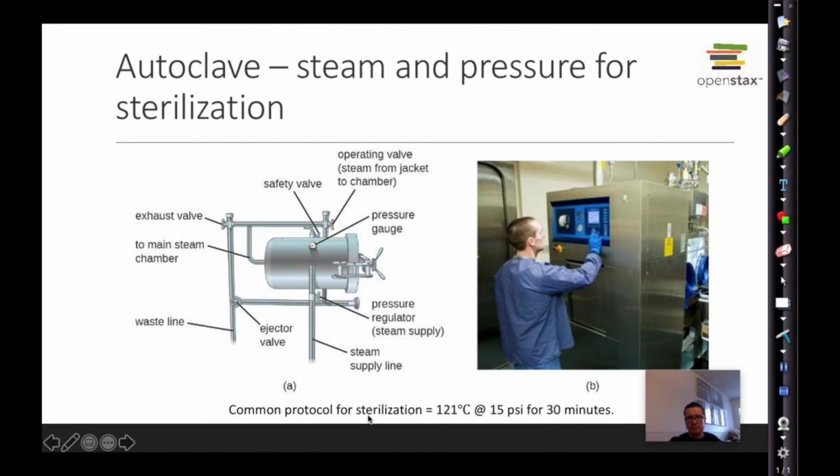So an autoclave, the key thing here is 121 degrees at 15 psi, which is a pressure, for 30 minutes. So what this machine does is it combines heat in the chamber with steam being blown in at a pressure, and that heat plus pressure kills microorganisms. And this is for sterilization.